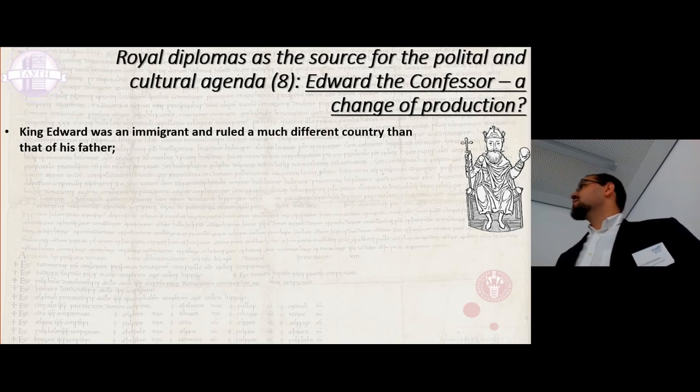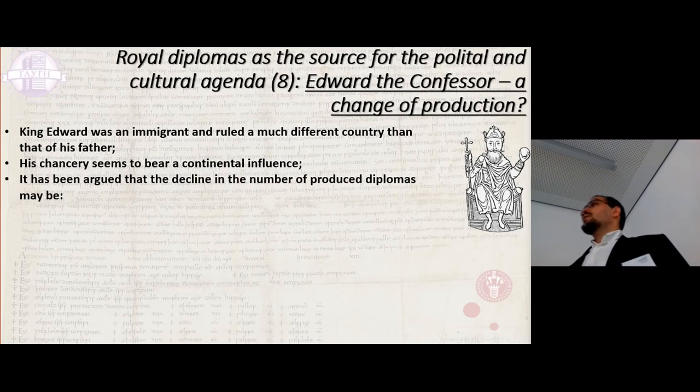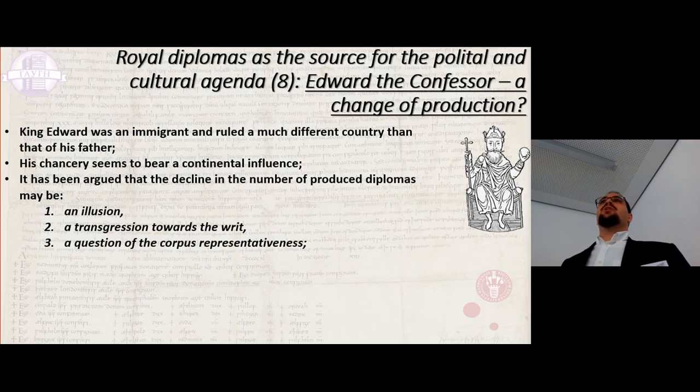Maybe his chancery had some influence from Normandy, where he lived his younger years. It has been argued that it might have been due to the fact that the king was relying on the writs and not on the charters that we see this decline. But I'm also speculating that it might have been that we do not have the charters preserved in the archives, for a reason I could comment on in the discussion section.